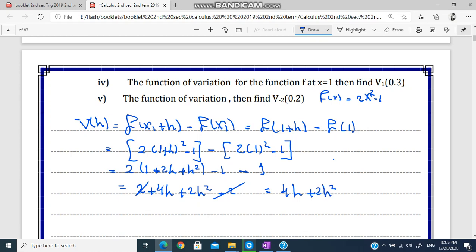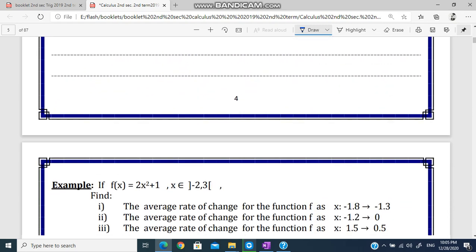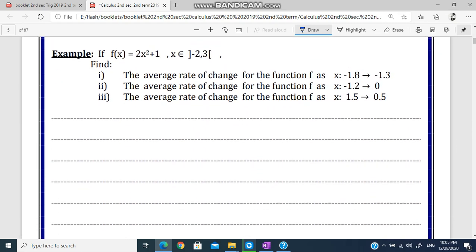By substitution about h, you need to find v of 0.3. By substitution about h equal 0.3, it will be 4 times 0.3 plus 2 times 0.3 power 2. It will be 1.38. And number 2 is the same as number 1 by substitution about h equal 0.2. Let's move to another example.